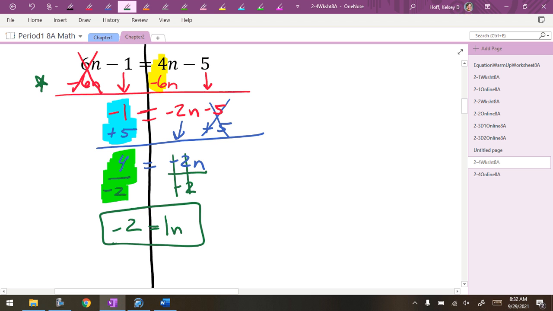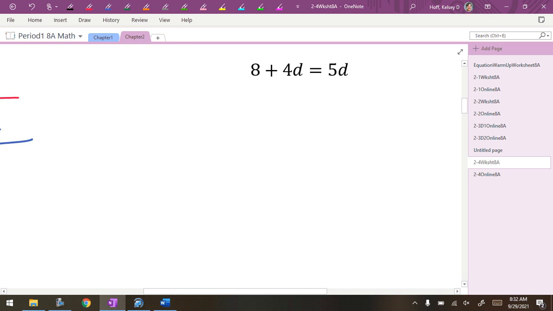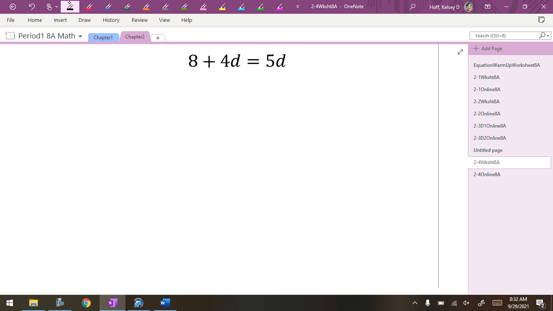Okay, go to your right. 8 plus 4d equals 5d. Draw the line through the equal sign. Now, our first step is to get all of the d's on one side. And on the last one, I told Bryce it didn't matter which one he moved. This one's going to matter because 5d is by himself. See how there's nothing added or subtracted over here? We don't want to move him because if we move him, nothing's on that side. And we can never empty one side of the equal sign.